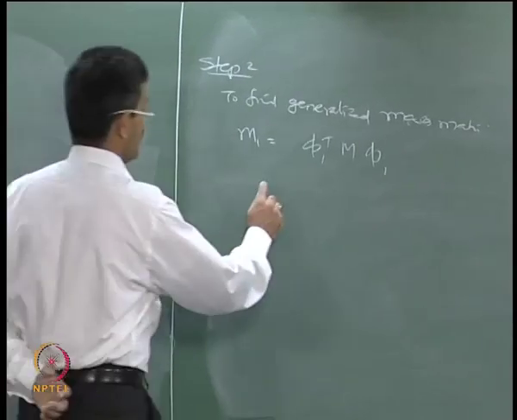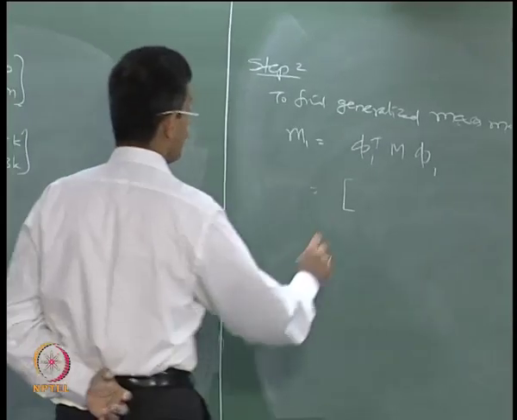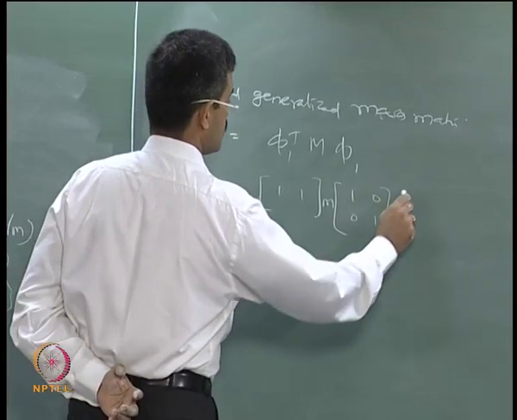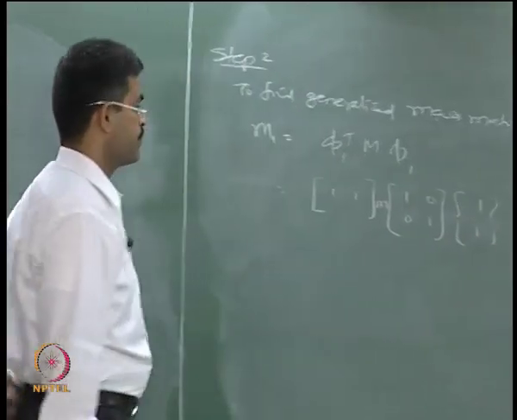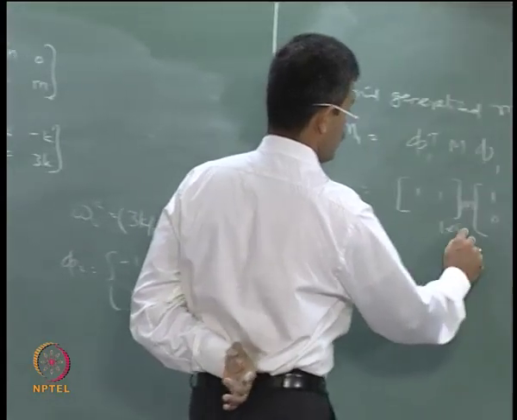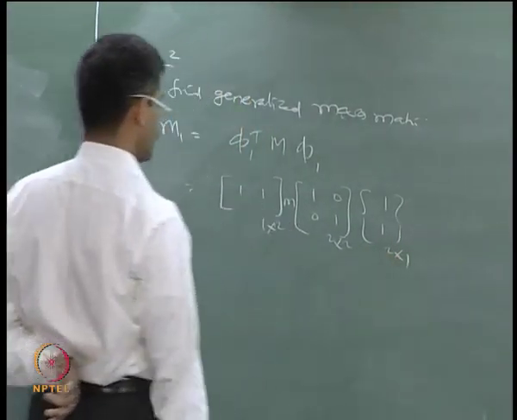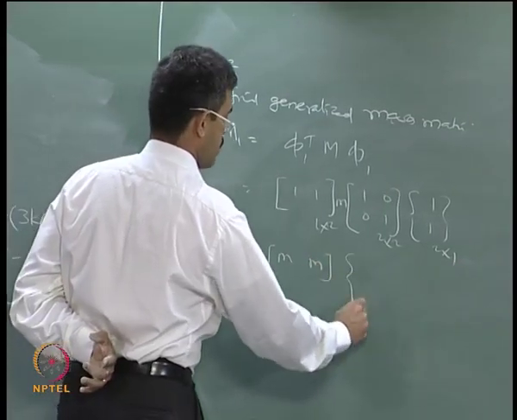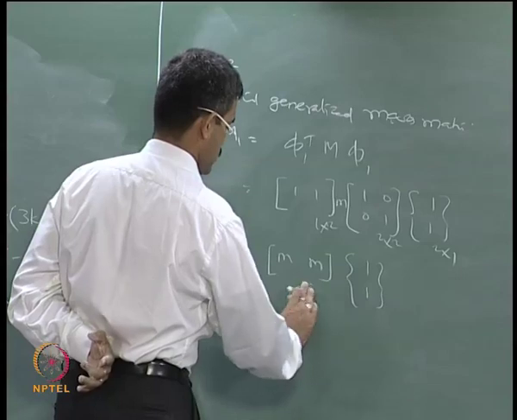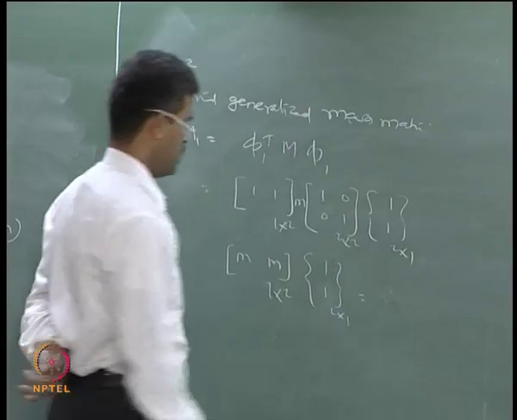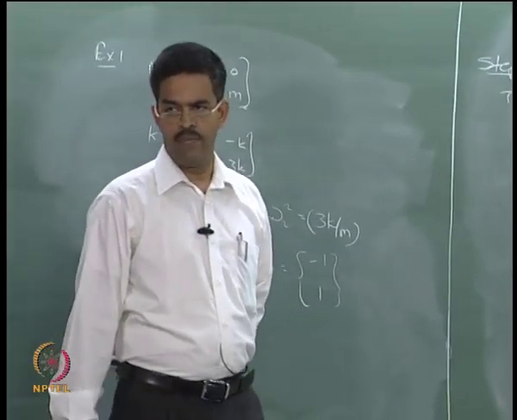So, let us try to do that as 1 1, M of 1 0 0 1, of 1 1. This is 1 by 2, this is 2 by 2, this is 2 by 1. I get 1 by 2 first, which will be M M, and again multiply by this. This is 1 by 2, this is 2 by 1. I will get ultimately a single value which will be 2M.